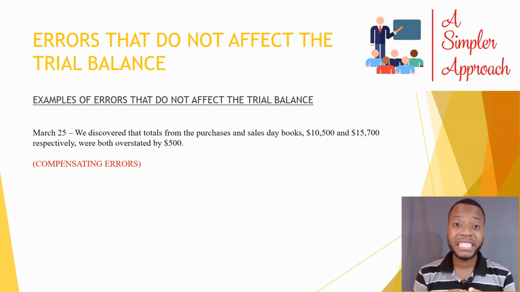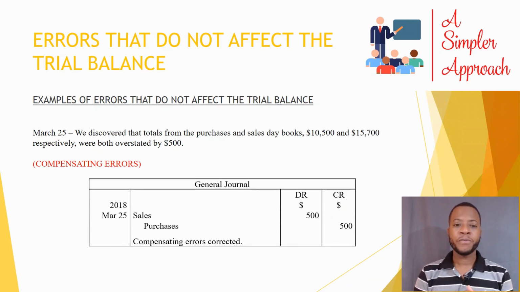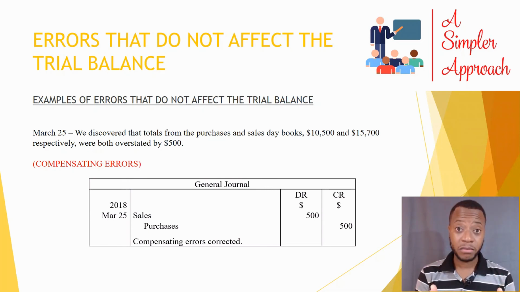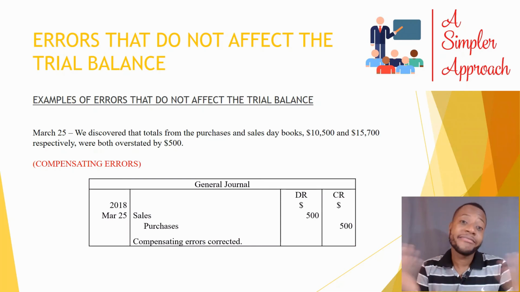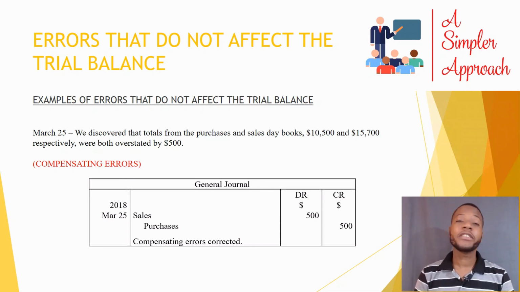How do you fix this? You simply take out the 500 out of it. So for the sales account, you know that sales is always credited. So to take $500 from the sales account, you would debit it. On the flip side, the purchases account is always debited. To take $500 from it, you credit it. Problem solved. Oh, and my narrative: compensating errors corrected. That's it.